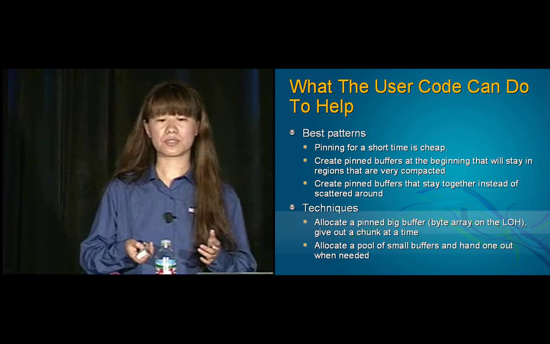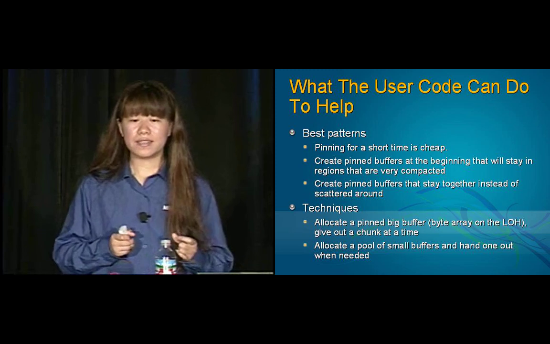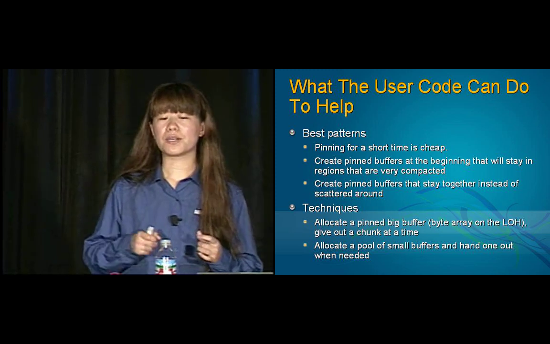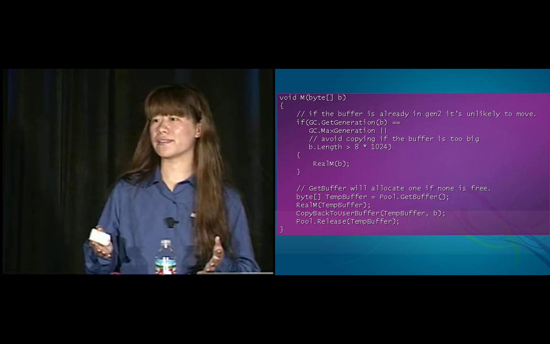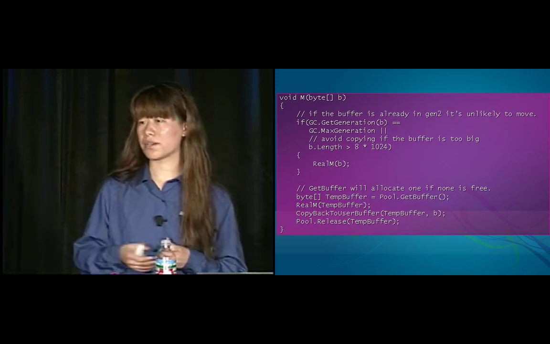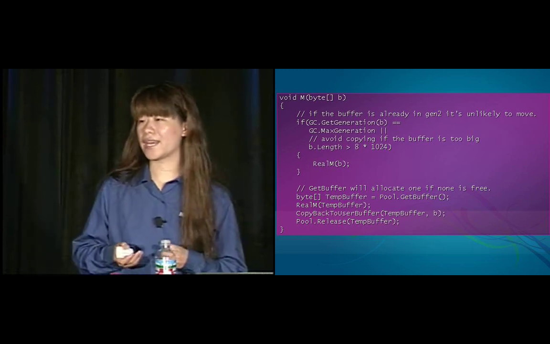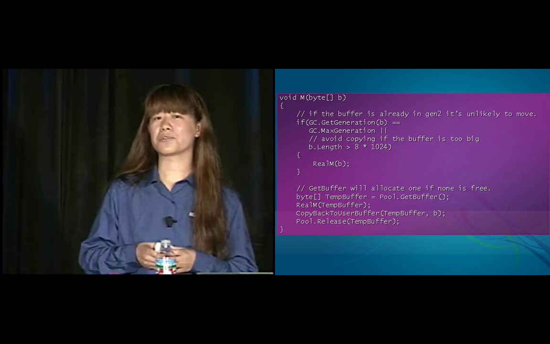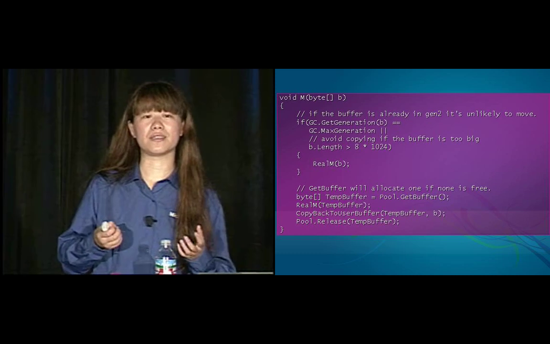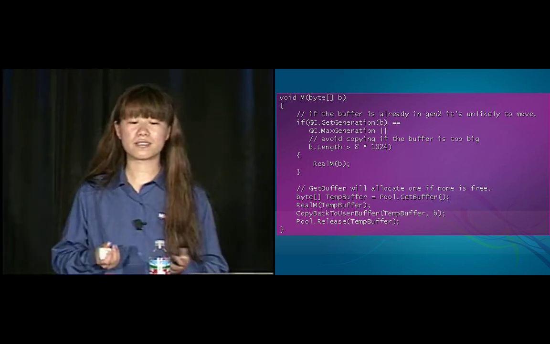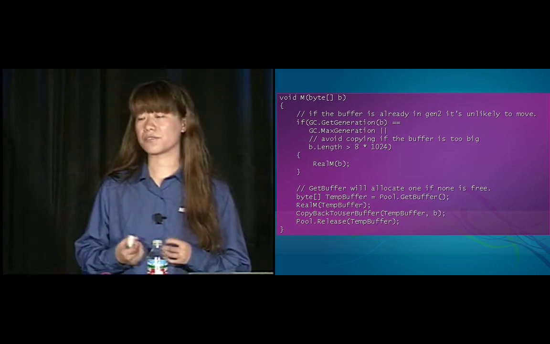I have some sample code here that illustrates this point. Let's say the buffer is already in Gen 2, so it's unlikely to move, especially if you only allocate temporary data most of the time while the process is running. I'll say that if the length is more than 8K, I'm not going to pin, because that would mean I would have to copy memory, and that amount could cost a lot. If I don't have those two conditions, then I will go to my buffer pool.